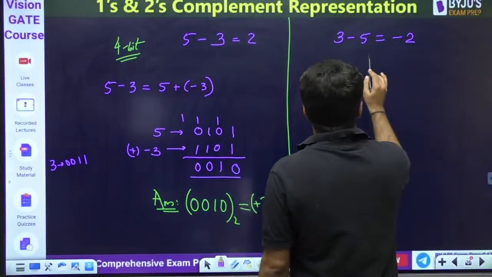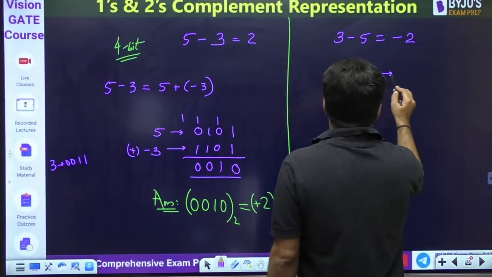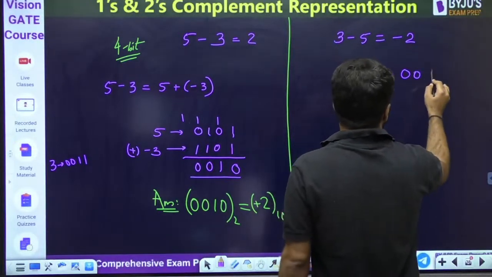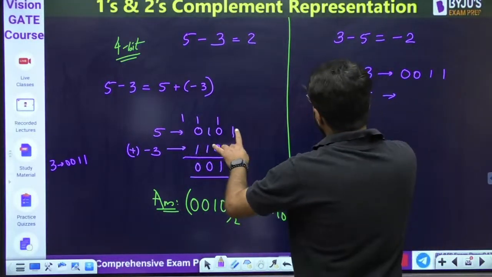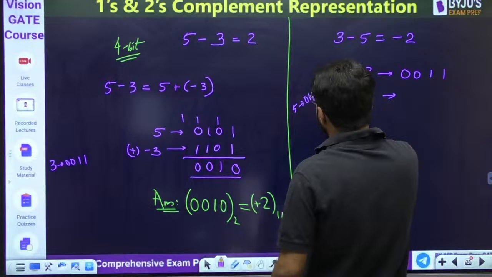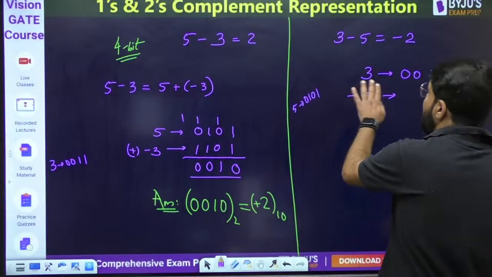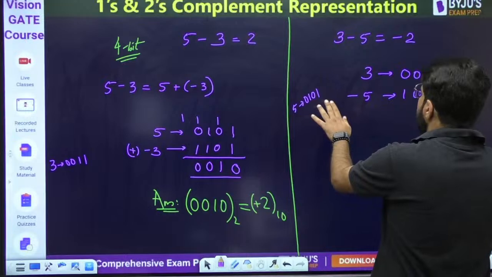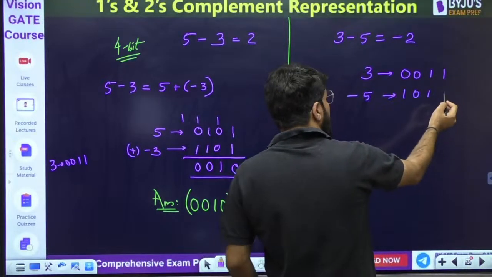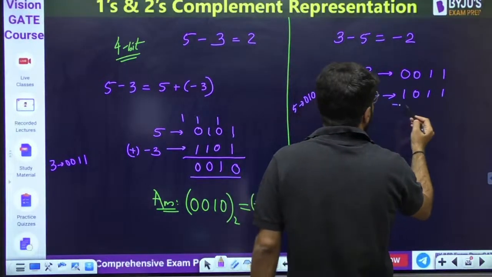Okay, so first here I need 3. 3 is positive here, so 0, 0, 1, 1. And then I need minus 5. What is minus 5? Look, 5 is 0, 1, 0, 1. Here 5 is known to me. So what is minus 5? Take the 2's complement. 1, 0, 1, 0, that is the 1's complement. Add 1 to the rightmost digit. 1, 0, 1, 1.